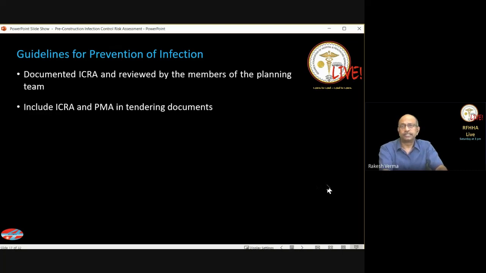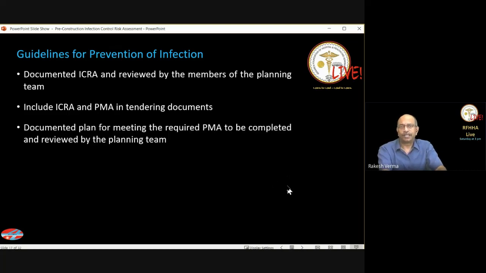Include this in the tendering document. So when you have the infection control risk assessment and the preventive measures analysis included in your tender document, your contractor is bound by the conditions of the tender, and therefore he will be bound to implement measures that you have recommended in your preventive measures analysis.